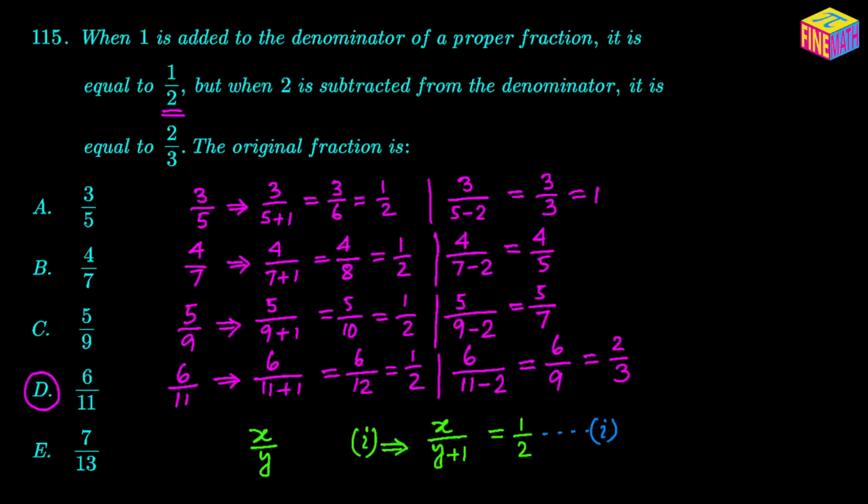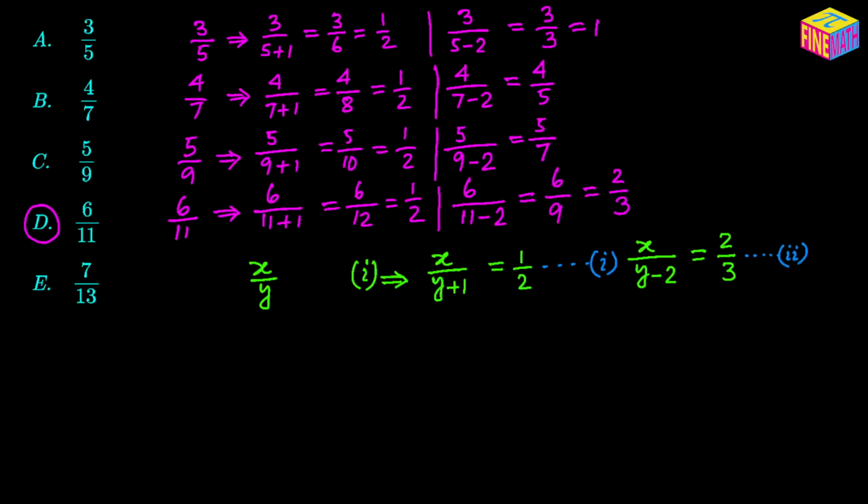And what is the second criteria? Well, the second criteria says that if 2 is subtracted from the denominator, so this time we are going to subtract 2, so that would be x over y minus 2. Then this will be equal to 2/3, and this is our second equation. Now we need to try and solve these two equations, right? So now let's solve it.